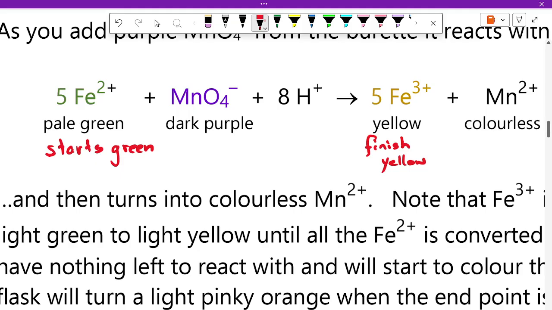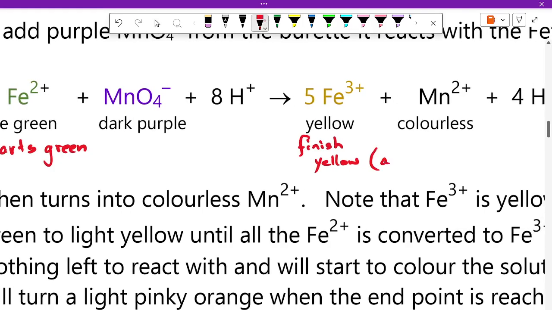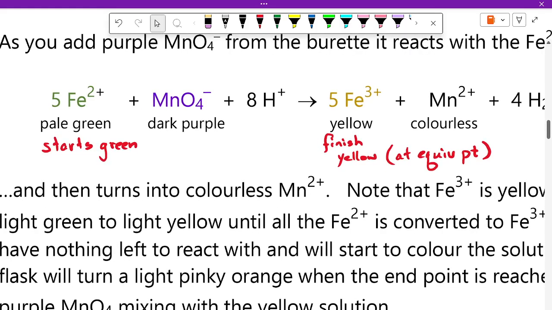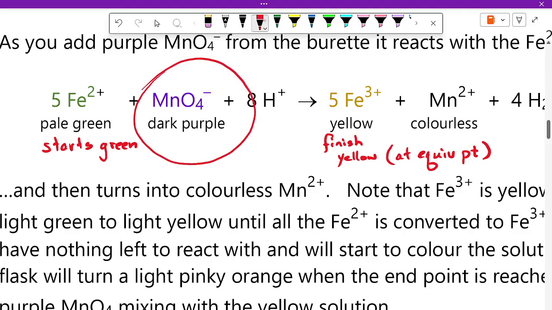Okay, and once it has gone all from green to yellow, you have hit the equivalence point, yes? However, because it's sort of a pale green and not a really strong yellow, it's really hard to tell when you've gotten rid of all the green, right? Because it starts to look yellow and then you wonder, when have I gotten rid of all the green? You'll know you've gotten rid of all the iron when your next drop of the dark purple sticks around.